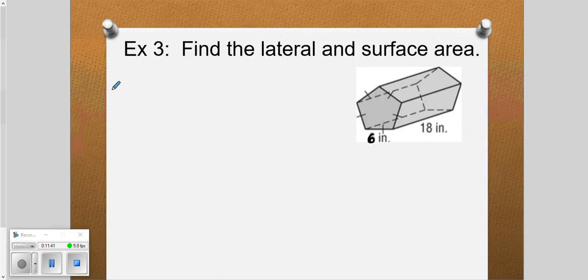Example 3. Again, same directions. Find the lateral and surface area. Take a moment to draw this one, which we would call a pentagonal prism. And I'm calling it as such because if we look at our base, we've got a pentagon that is parallel to this other pentagon. So those are our two bases, and connecting them would be that, so the 18 is our height.